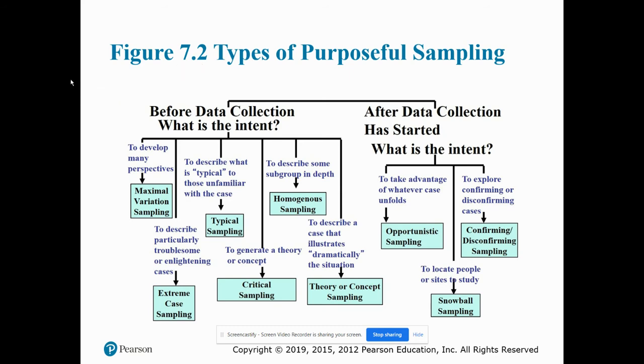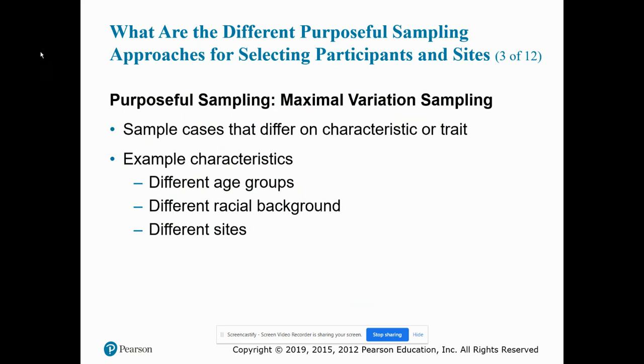And then we're going to go and just give definitions for each of those in green boxes. Those are the different types of purposeful sampling, and we're going to kind of just break each one down. And your book goes into further detail. So as you learn and you read, just write down notes, and that's the best way to approach this. So the different purposeful sampling approaches for selecting participants and sites.